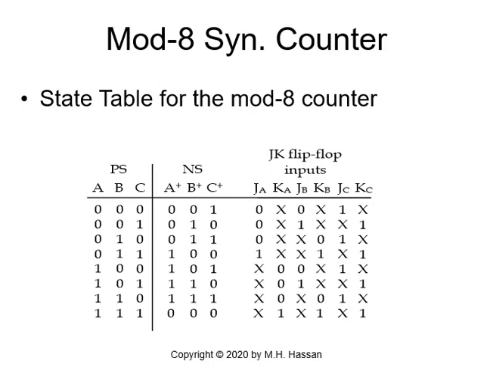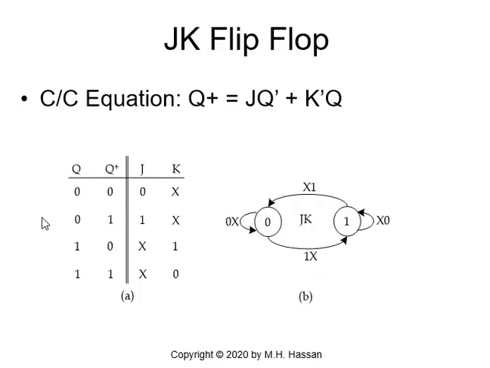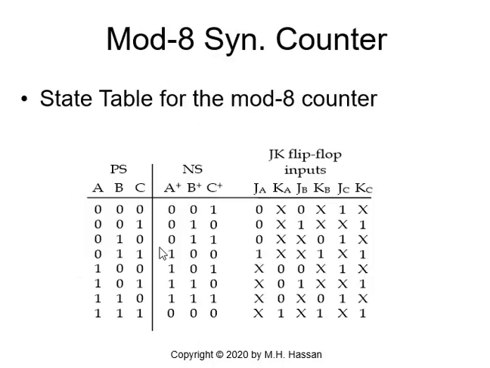So 0 to 0, as we just talked about in the table, we need 0, don't care. Again we have 0 to 0, 0, don't care, for each of these rows. Then we have 0 to 1. What we need: JA must be 1, this is the set mode, and KA don't care. And so on and so forth.